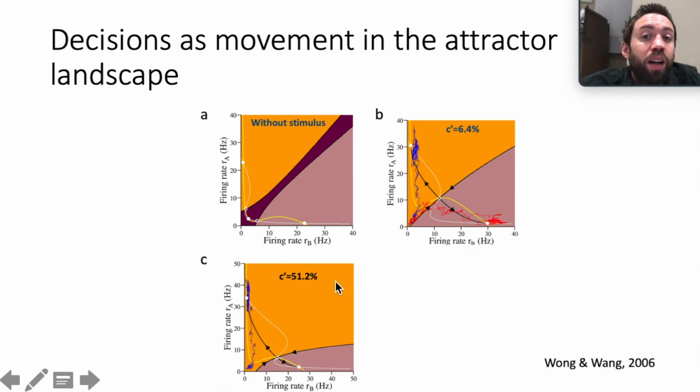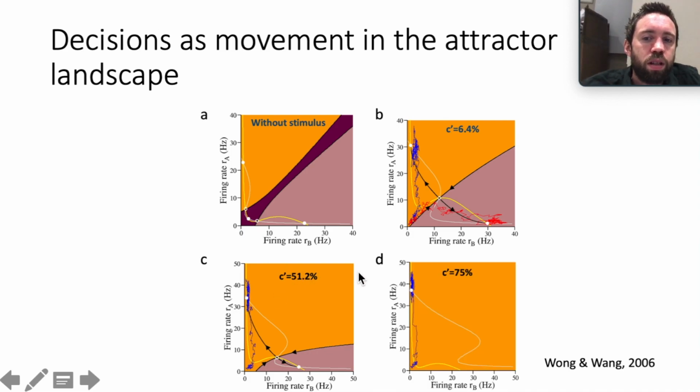Now we see that for higher levels of coherence, the basin of attraction for this attractor here gets larger, which makes it more difficult for noise to push the system over the decision boundary into the other basin of attraction. So this will increase the proportion of correct responses. And for a very high level of coherence, you see that the basin of attraction for the other steady state completely disappears. So now we have 100% correct performance. So it seems that we can understand decisions, and perhaps the neural activity underlying decisions, as movement within this attractor landscape.